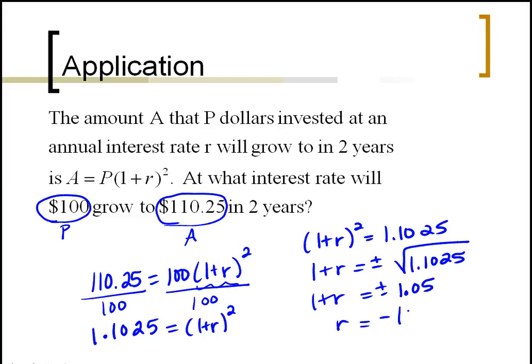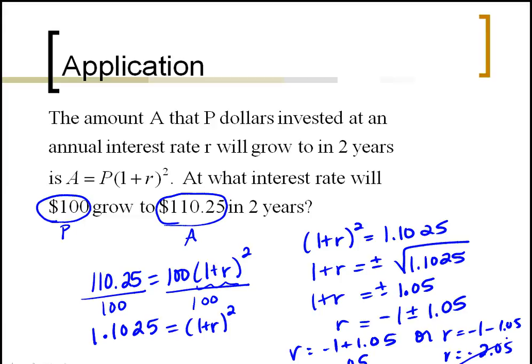We always put that in front of the plus or minus. So this tells us that R is equal to negative 1 plus 1.05, or R is equal to negative 1 minus 1.05, which gives us R is equal to 0.05 or negative 2.05. But we can't have a negative interest rate. So R is equal to 0.05 is our answer, and 0.05 is the same thing as 5% interest.